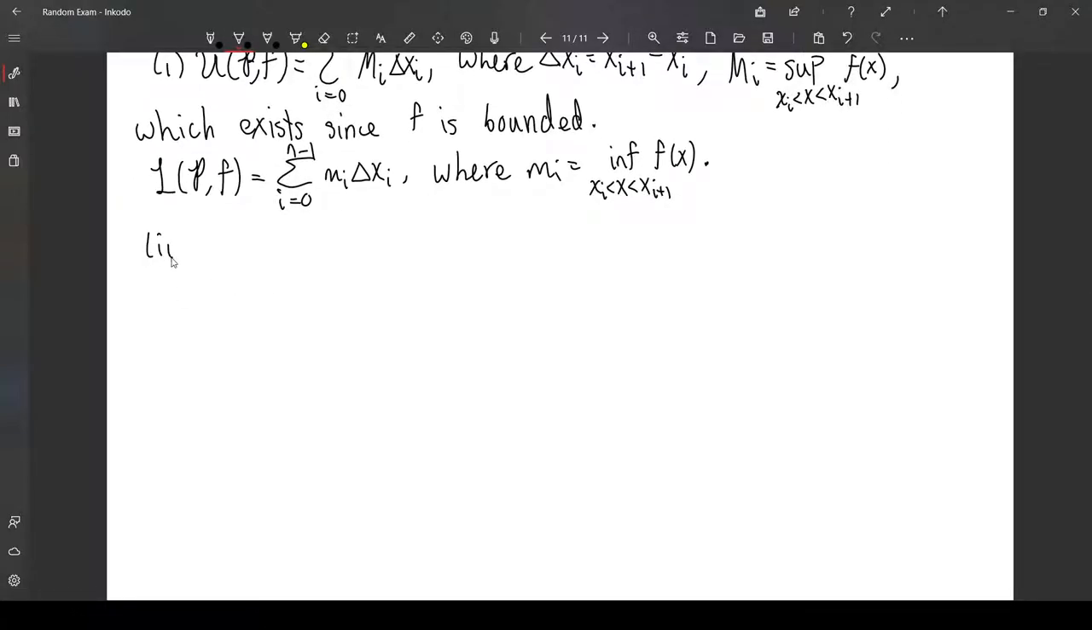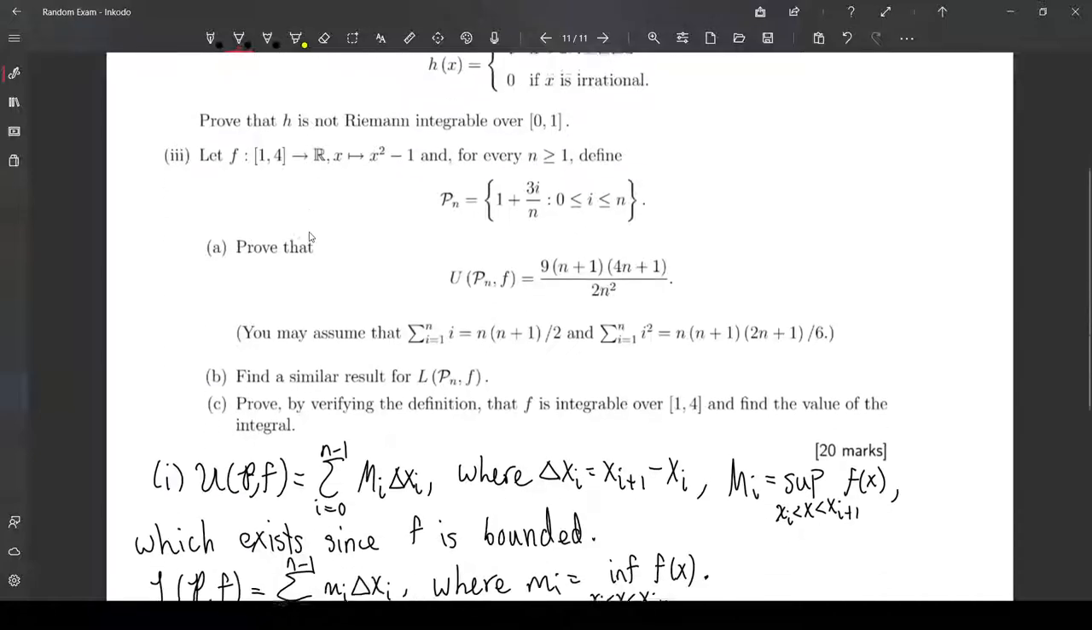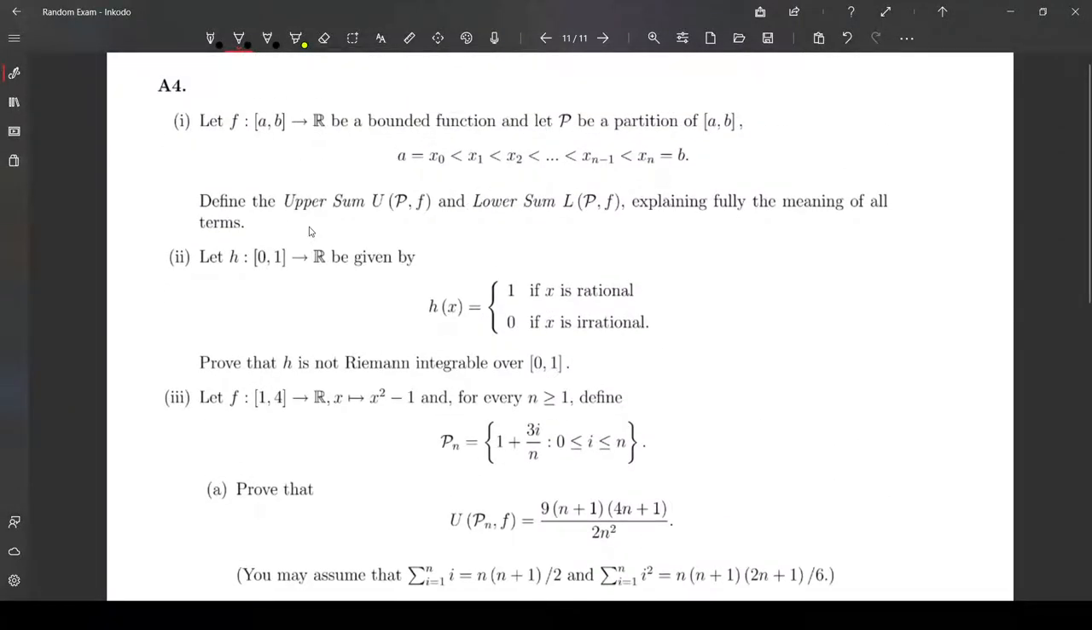So now for two. I know this function has a name. The function which is 1, it's like the indicator function of the rationals. So it's 1 when x is rational and 0 when x is irrational. So if you imagine graphing it, it's obviously just going to be a mess because the rationals are dense in R. So prove that h is not Riemann integrable over [0, 1].